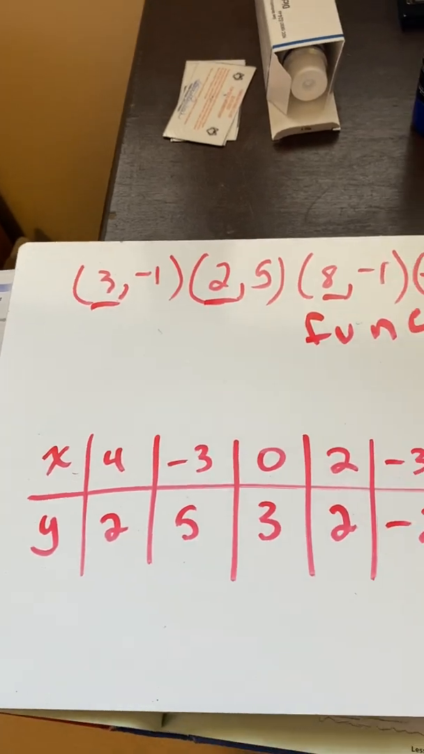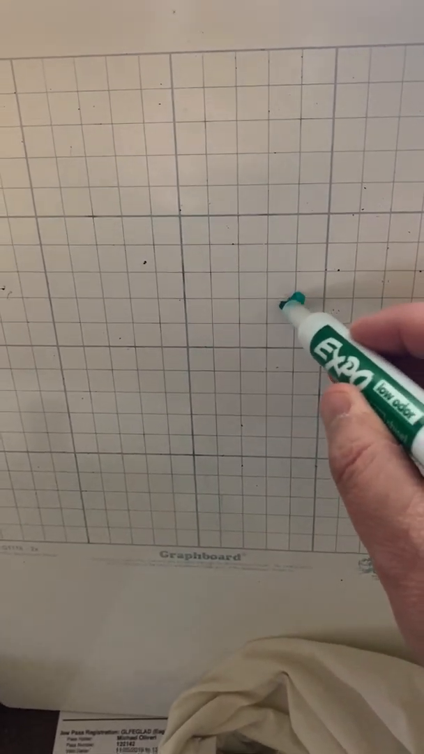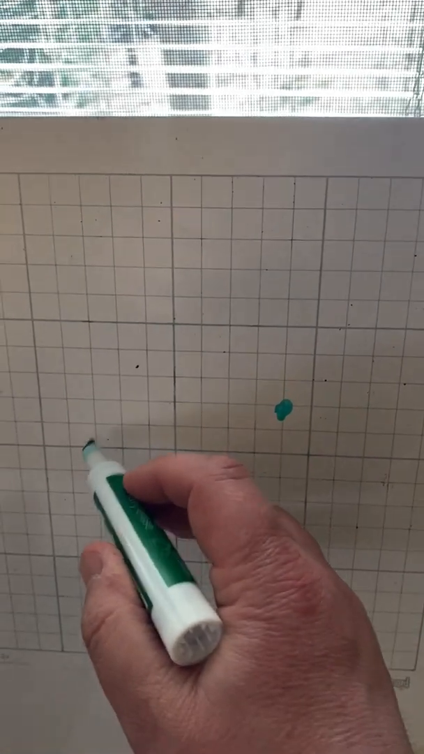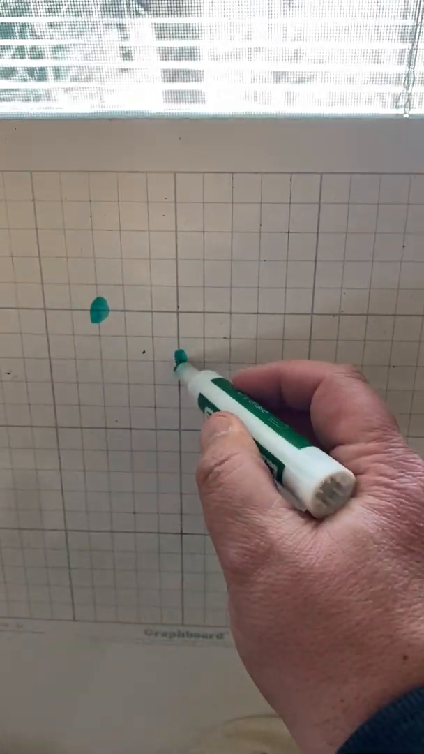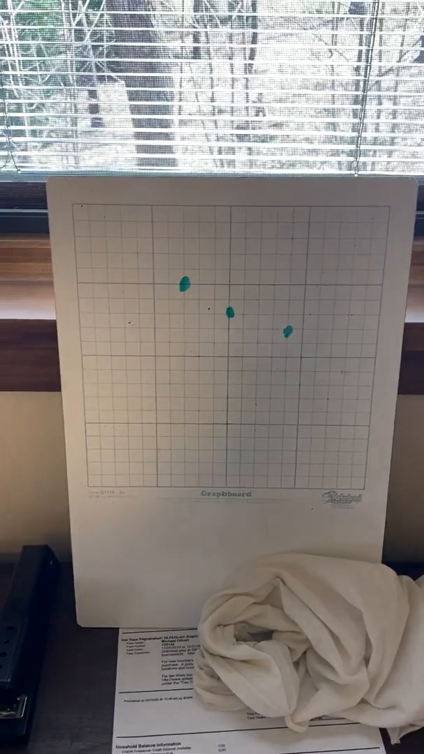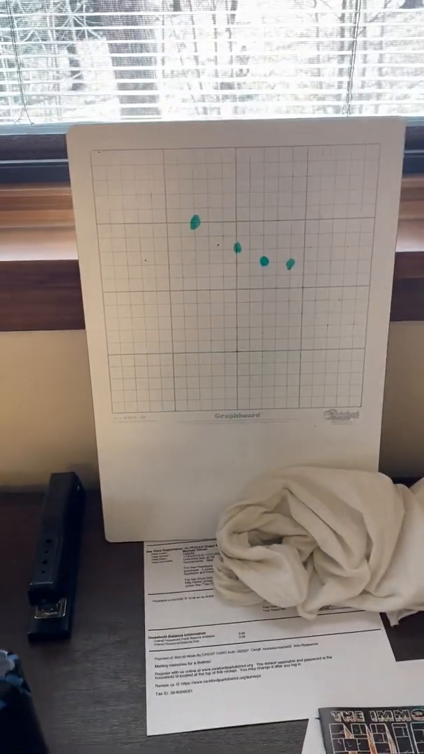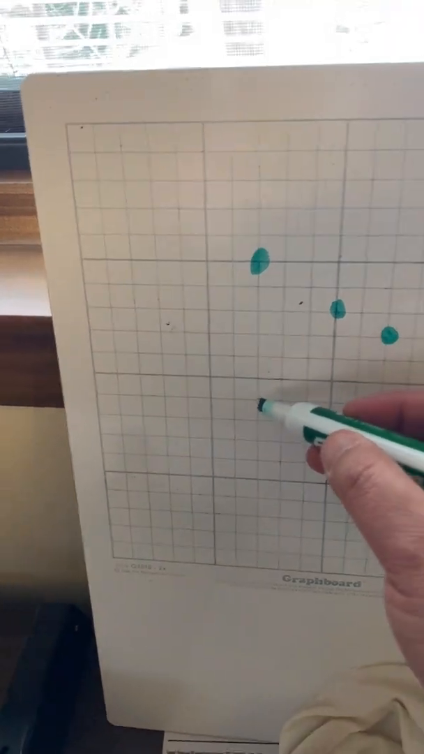This one says 4, 2. Right 4, up 2. Right there. The next one is -3, 5. Back 3, up 5. So far, so good. 0, that's right or left 0 from the origin, up 3. Ooh, looks like it might be a straight line. Looks like it might be a linear graph here. Then it's right 2, up 2. Close to a linear equation. And then -3, 1, 2, 3, down 2.